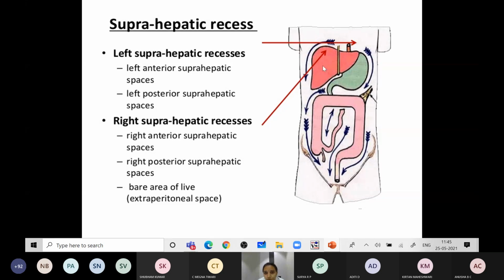This is the right suprahepatic recess, which is present between the undersurface of the right dome of the diaphragm and the right lobe of the liver, the anterior surface and superior surface, which is present above. That is the right suprahepatic recess. The left suprahepatic recess is present between the undersurface of the diaphragm and the anterior surface and superior surface of the left lobe of the liver. That is the left suprahepatic recess.